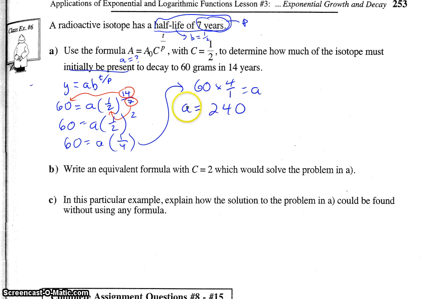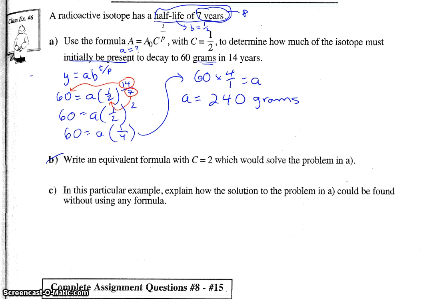Now let's look at the units. A was the initial amount of the isotope, and it decayed to 60 grams, so our initial amount would be 240 grams. Now, we're not going to do part B, but part C, in this particular example, says explain how the solution to the problem could be found without any formula. And some of you may have picked up on this already.